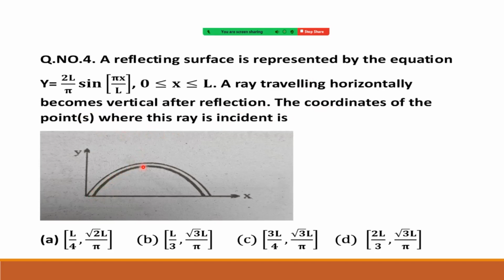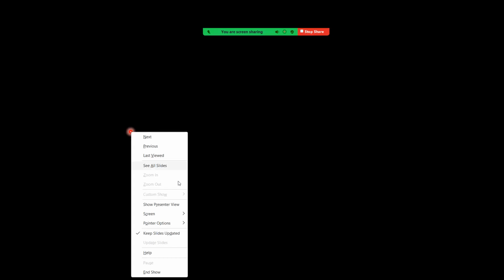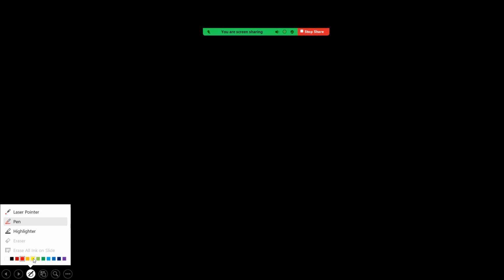This is now the shape of the reflecting surface, and this is its equation, right? And we have to see where the ray is incident. We can see one possibility: the light ray travels left side, then becomes vertical. Second possibility, it travels towards the right side and becomes vertical, right? Let us see how we start the problem. Let us make a diagram.